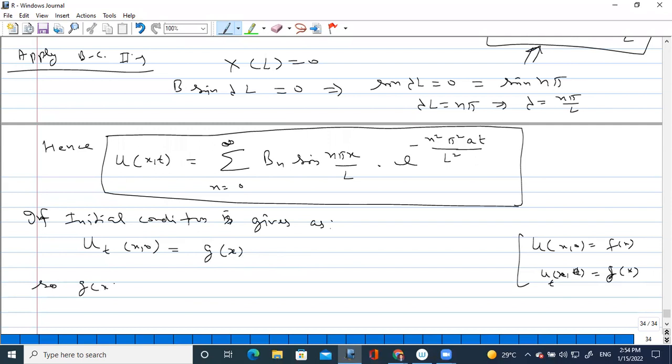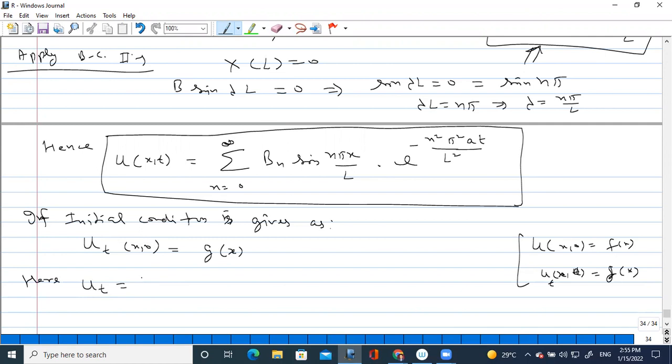So g(x) will be, now in this equation you put t equal to 0. Understood? But one more thing, first you have to differentiate it. Understood? Because it is u_t(x,0). So first I have to find u_t, then only I can find g(x).